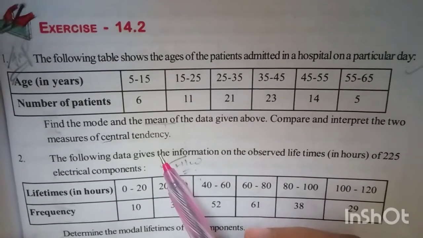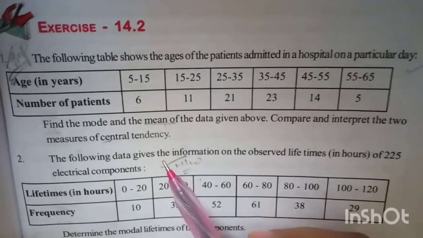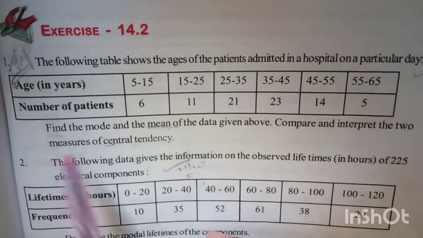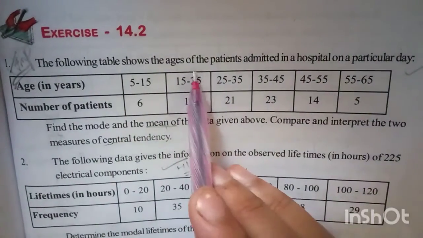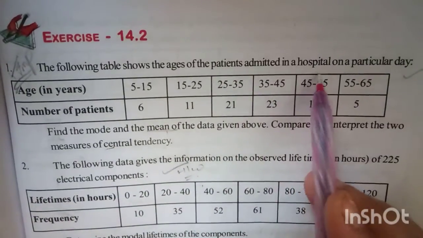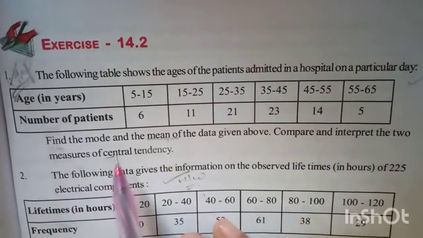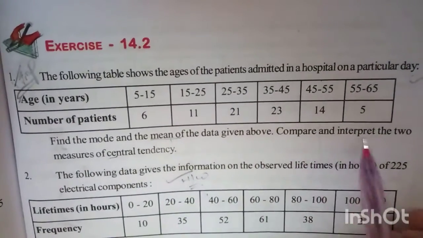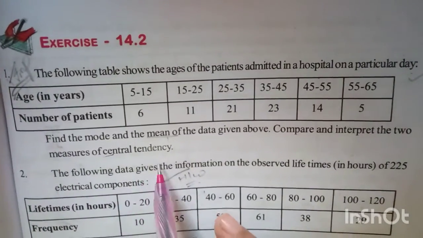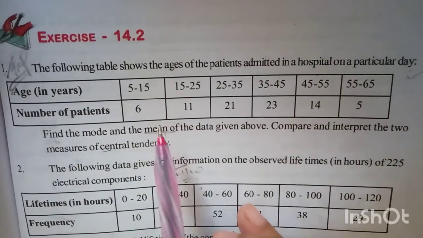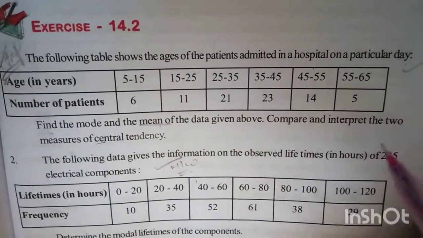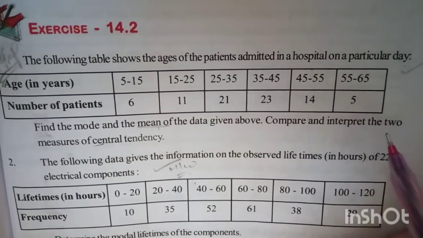In this session I'm going to explain a sum based on mode as well as mean. It is exercise 14.2, first sum. The following table shows the ages of the patients admitted in a hospital on a particular day. Find the mode and the mean of the data given above. Compare and interpret the two measures of central tendencies. So not only mode, we also have to find the mean and interpret. What is meant by interpret, I'll also be explaining.